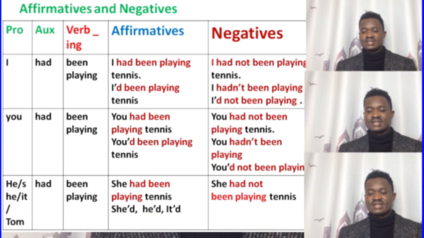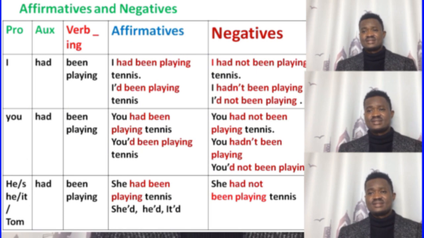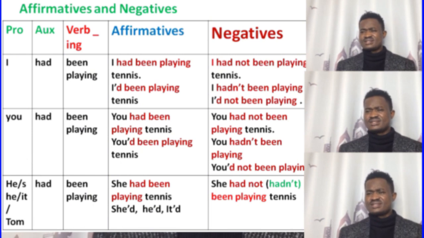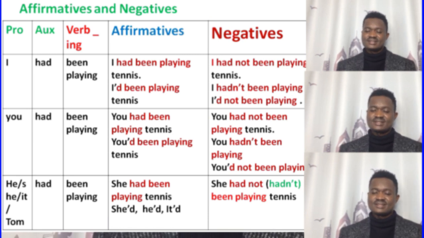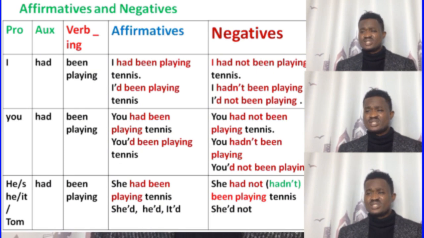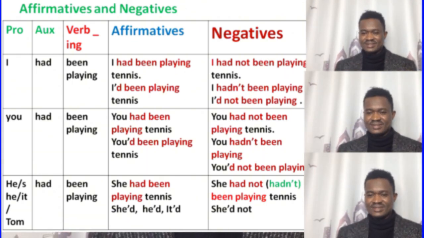Okay, guys, let's go to the negative form. So the negative form is going to be what? She had not been playing tennis. She had not been playing tennis. So the other way around, she hadn't been playing tennis. She hadn't. She hadn't been playing tennis. Alright? So this I can say: she not been playing tennis. She not been playing tennis, man. She not been playing tennis, okay?